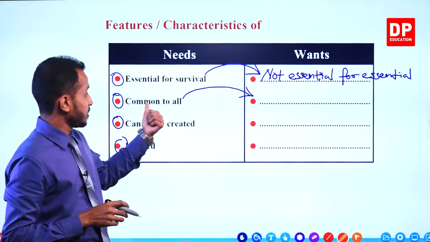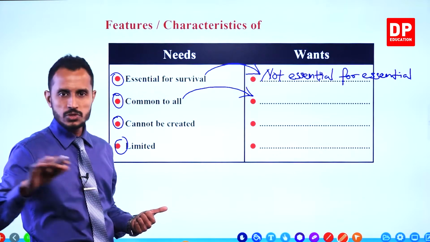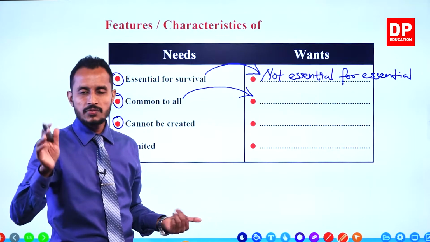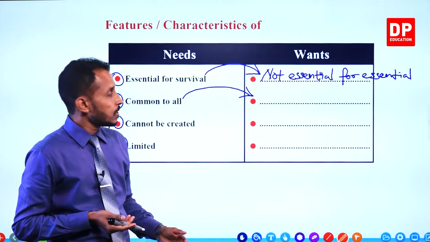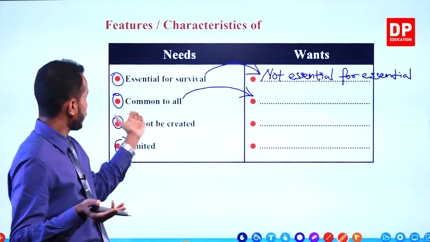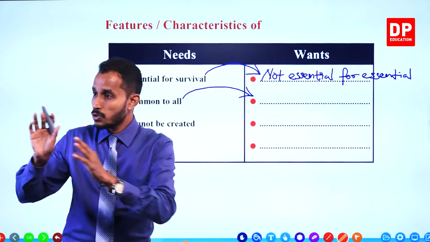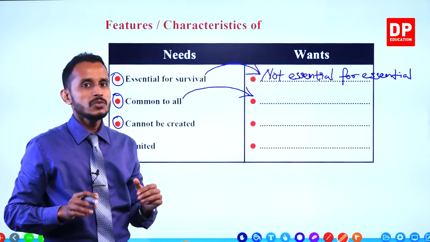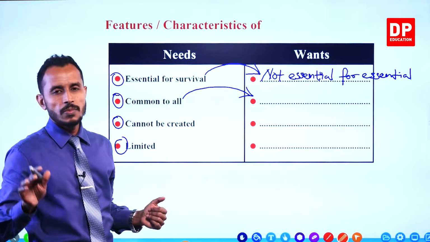Common to all. That is the next characteristic of needs. Common to everybody, the entire human race. All of us have the same needs, things that we need to survive. But what about wants? Wants, children, are they common? Do you have the same wants as your brother? Does your father have the same wants as you? No way, no. Wants are not common to everybody.